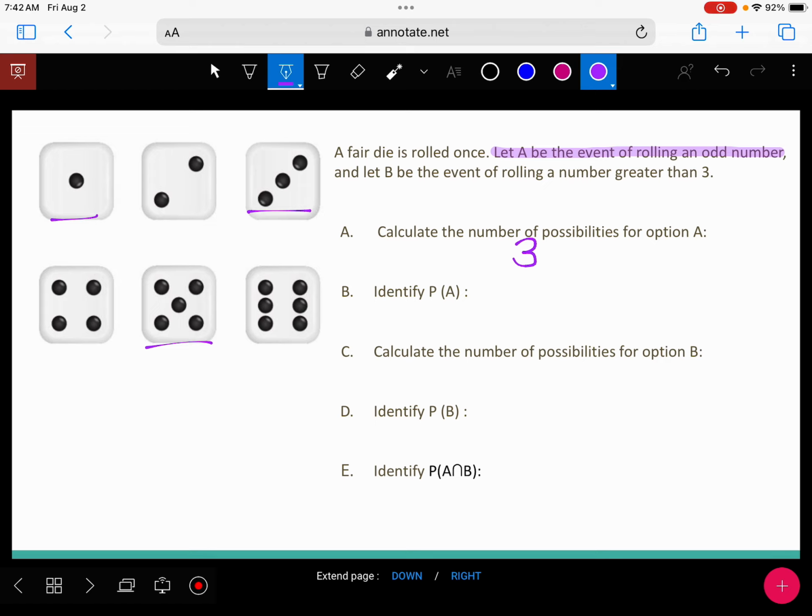So then what is the probability that we roll an odd number? 3 out of 6. Does that simplify? Yes. To what? 1/2. So that's the same thing as 1/2, which is the same thing as 0.5. So then last one is as a percent. 50%.